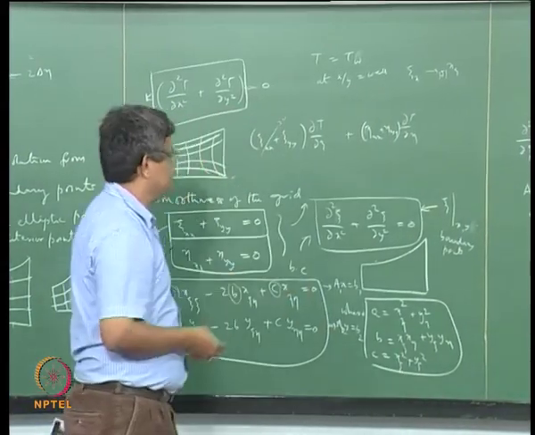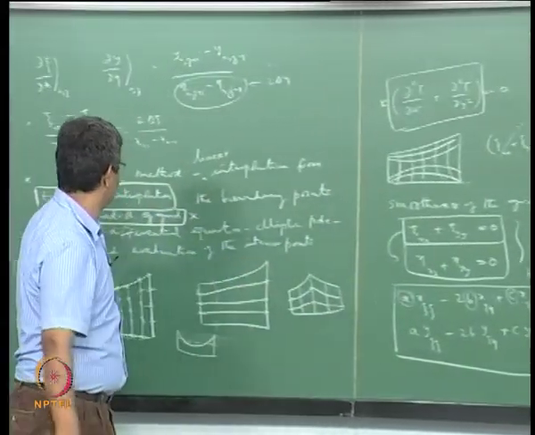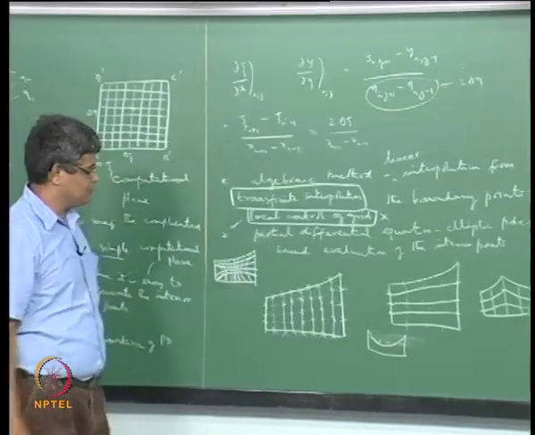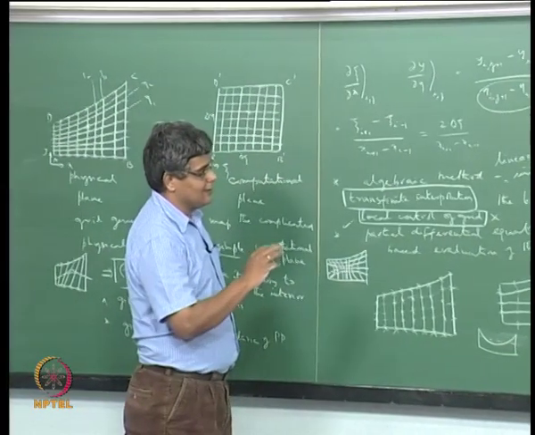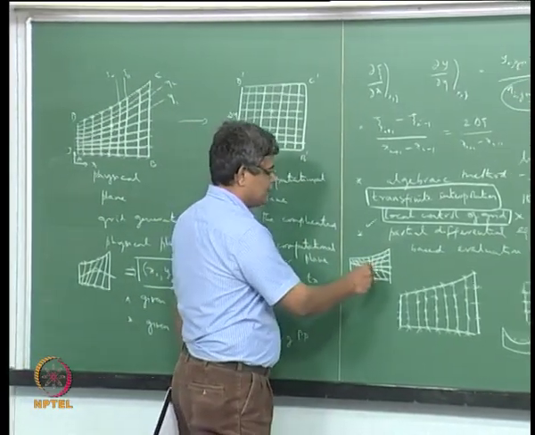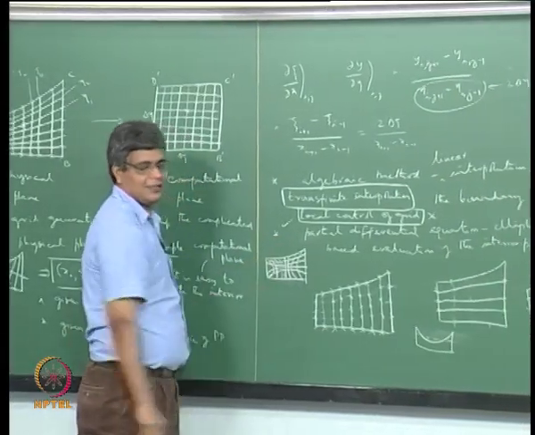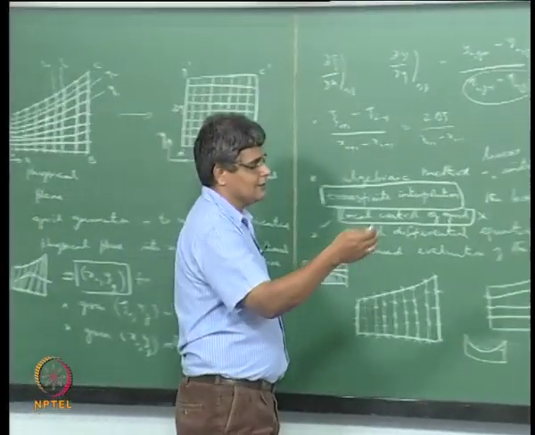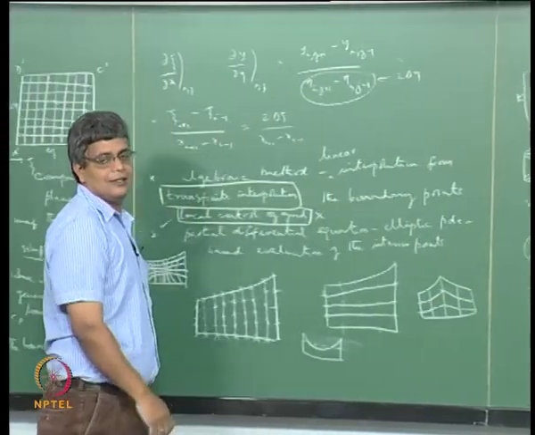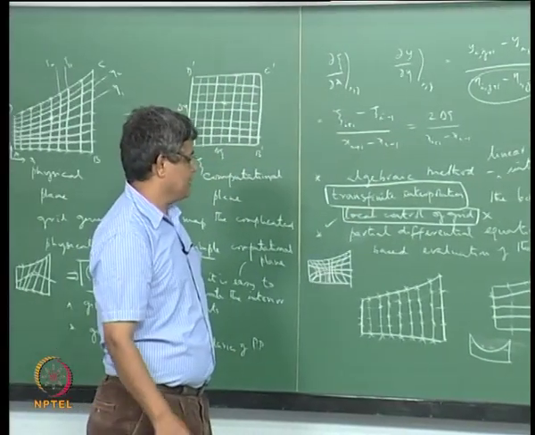So that kind of mapping is possible with this partial differential equation approach, and the resulting solution will definitely have smooth variation of constant psi and constant eta lines, because that is the condition for this particular method.